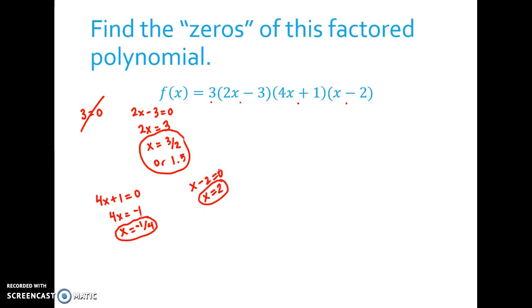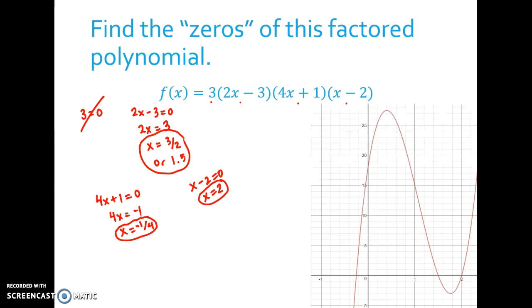Just set each of your factors equal to 0 to find the zeros. And here's a graph just to confirm. Here's x equals negative 1/4. You can see that it's about 1/4 of the way to negative 1. X is equal to 1.5. And x is equal to 2. And those are going to be the zeros, or the roots, or the x-intercepts of that polynomial.